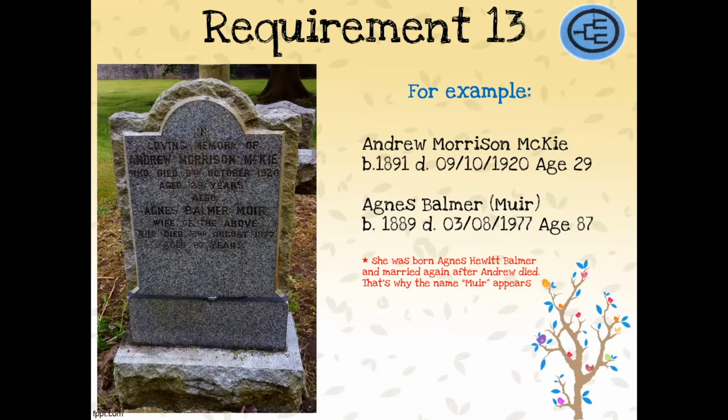And then it says also Agnes Balmer Muir. It tells me her date of death as the 3rd of August, 1977, and she was 87 years. And the note from my genealogy research, she was born Agnes Hewitt Balmer. And she married again. Remember, I mentioned that my great-grandfather had died at the age of 29. So she married again after he had died. And that's why the name Muir appears. So she was Agnes Balmer by her maiden name, and she was Muir when she died. So they chose to put both of those names on there.